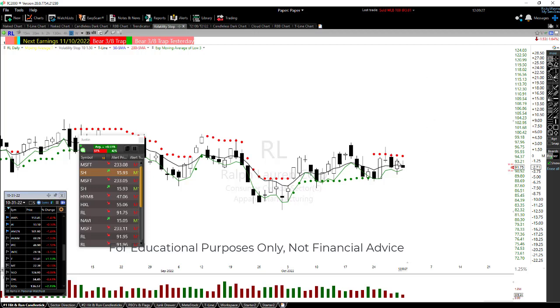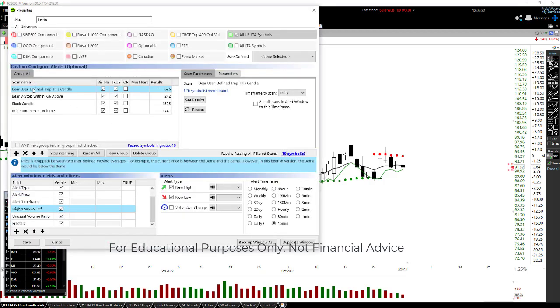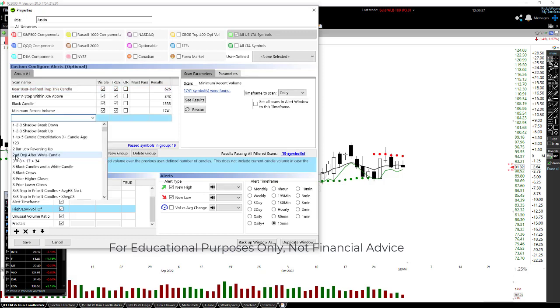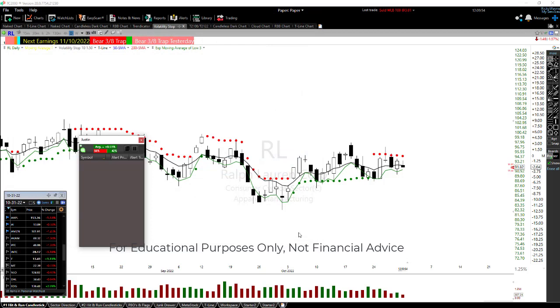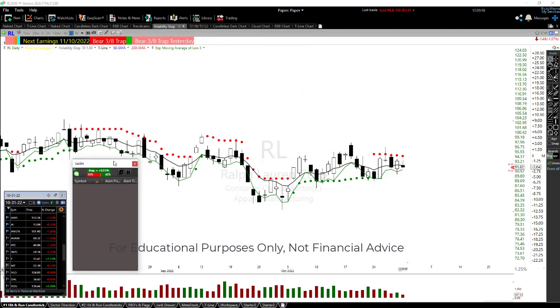Some things that if you wanted to add to this, for instance, notice in here there was no trend. Maybe you want to add trend. You could type in trend if you want. And this was one of the very first scans, bear trend. And what this is, a 34 EMA trending down. So I'm going to go ahead and just do that. It'll take it a minute to perk a little bit. Something will come through here, I'm sure.